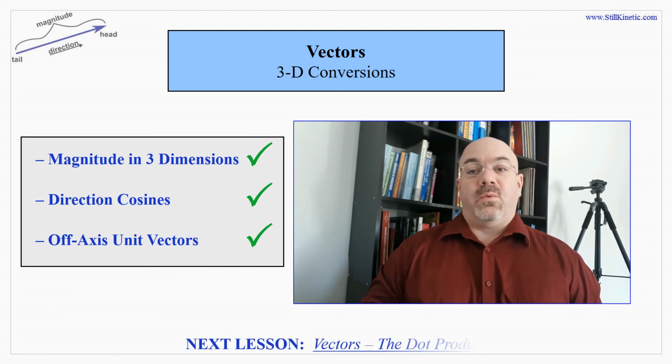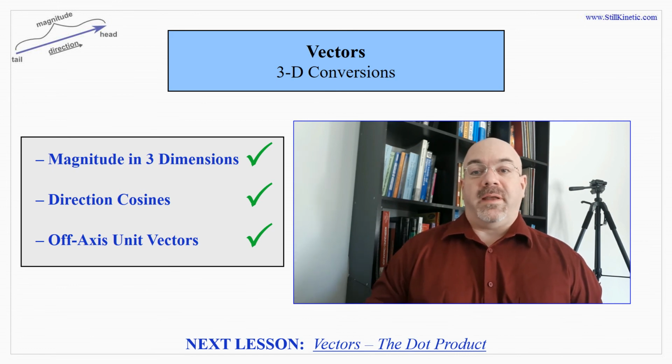In the next lesson, we're going to move on with our manipulation of vectors by looking at the first form of vector multiplication, which is called the dot product. That's also known as the scalar product.